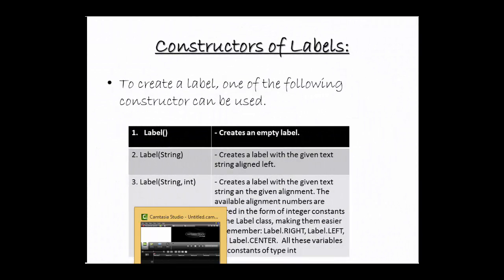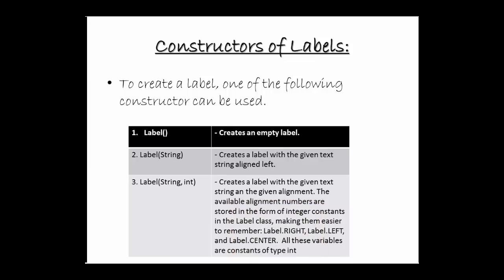Now, how to create a label. Label is a class in the AWT package. So to create a label, we have to create an object of that class, that is the Label class. We have three constructors for this purpose. The first one is a label without any parameters. This will create an empty label.